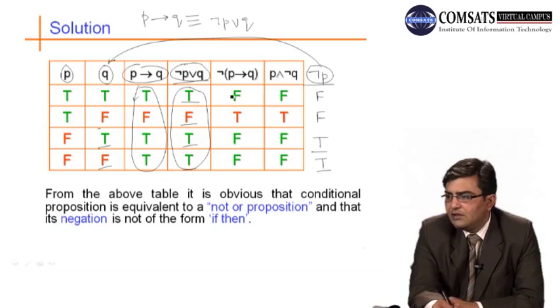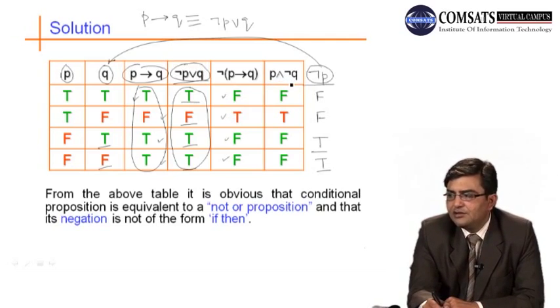Here we have true, here we have false, here we have false, here we have true, here we have true, here we have false, true and false. So this is the negation of P implication Q. Now we have to construct P and not Q.